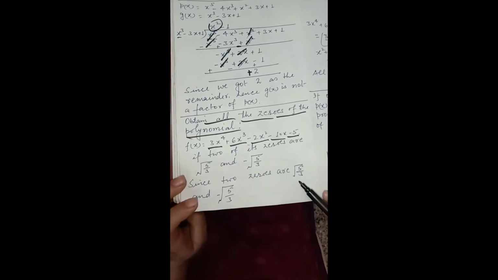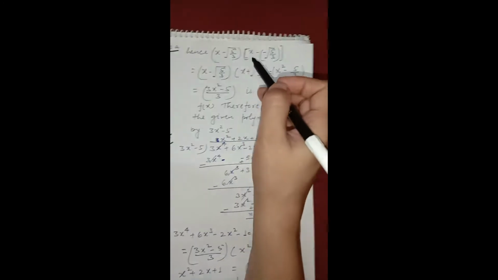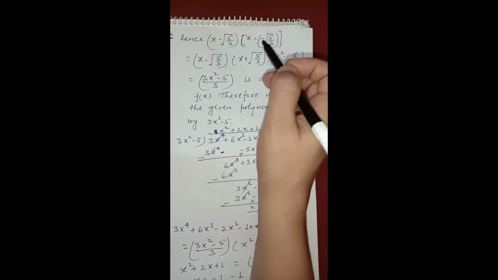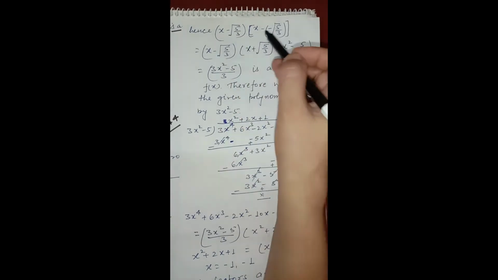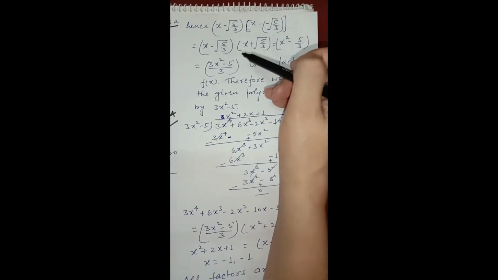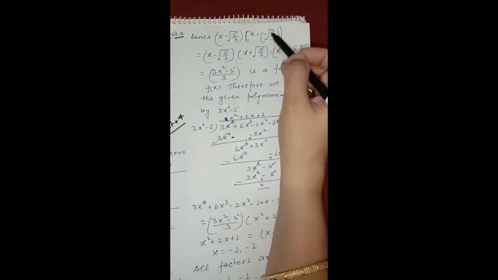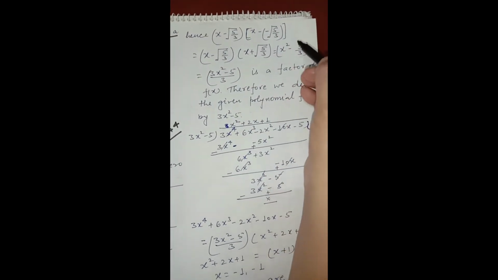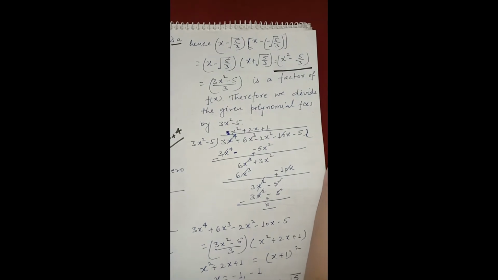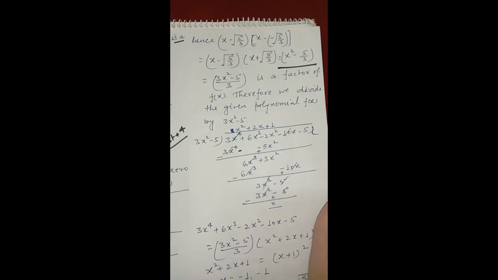So we are given the 2 zeros, plus root 5 by 3 and minus root 5 by 3. Hence, we will form the equation with the given roots. As I told you, if we are given the roots as alpha and beta, we will find the equation as (x minus alpha)(x minus beta). So it will be x minus root 5 by 3 and x plus root 5 by 3. It will make x square minus 5 by 3. We will take the LCM, so it will be (3x square minus 5) upon 3.